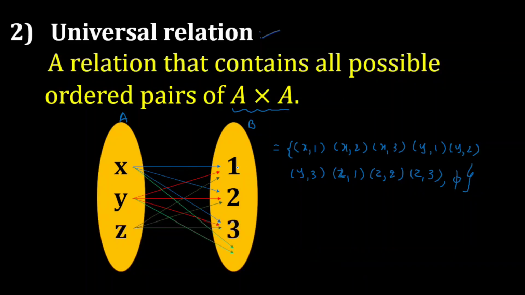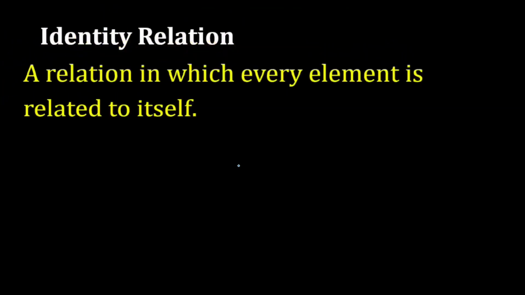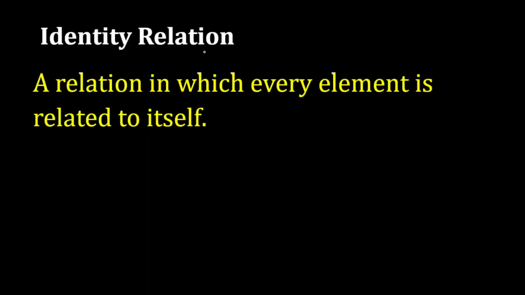Okay. So this is universal relation. You can write all the possibilities in it. Now, one more is identity relation. What is it? A relation in which every element is related to itself. Itself in the sense, if there are two sets, relation in the sense we need two sets. So the first set of elements should be related to the second set of elements. That is, there should be the same number of elements in the first set as well as the second set. In the previous set, we have taken x, y, z and 1, 2, 3. Here we need to take x, y, z in both, or 1, 2, 3 and 1, 2, 3.